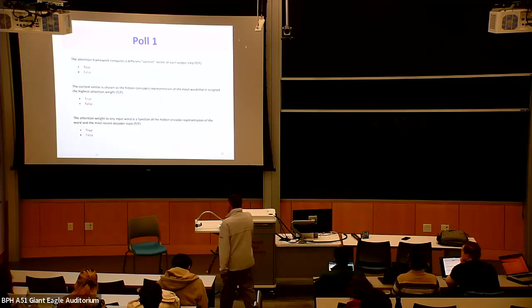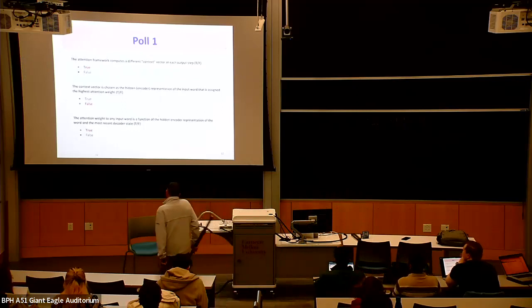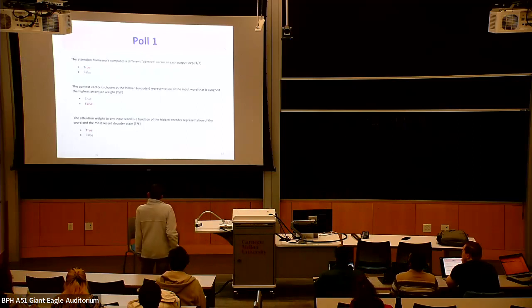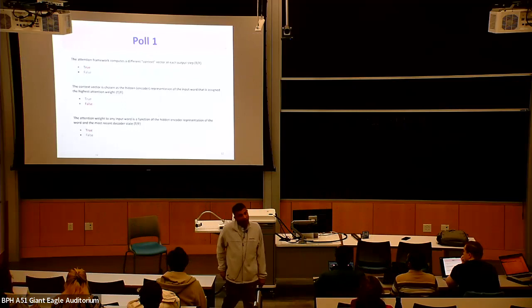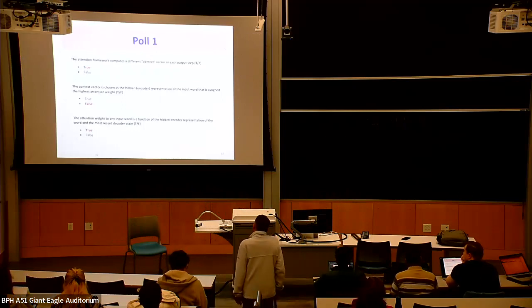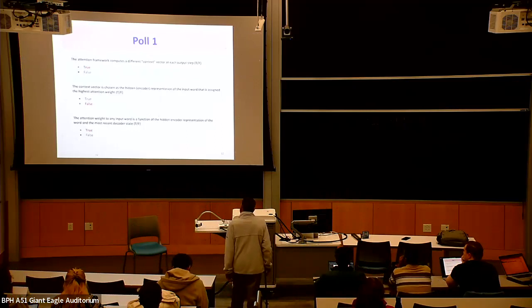The attention framework computes a different context vector at each output time. This is not chosen as the hidden representation with the highest weight, although in principle you could actually try that. It wouldn't work too well, right? And the attention weight to any input word is a function of the hidden encoder representation of the word and the most recent decoder state. So all good.